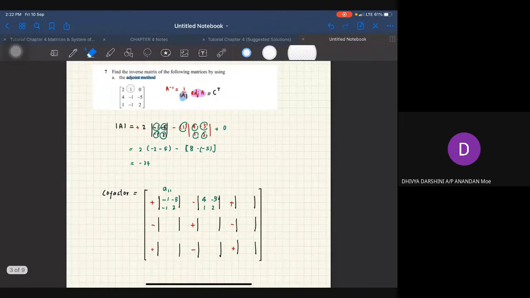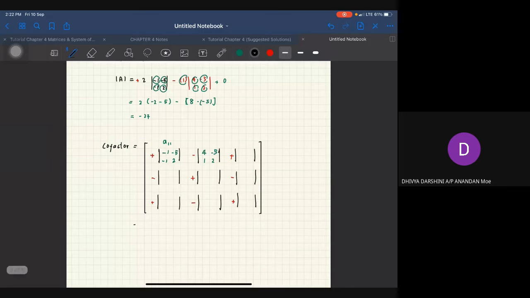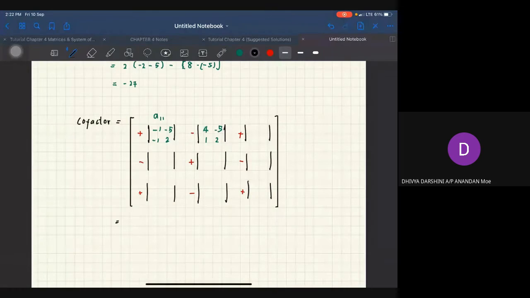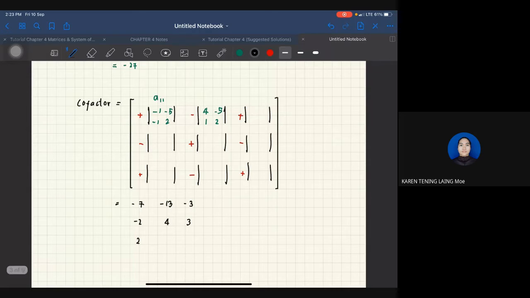Okay, cuba bagi tahu saya terus apa jawapan untuk cofactor awak. What do you get for your cofactor? Negatif 7, negatif 13, negatif 3. Okay, lagi. Negatif 2, 4, 3. Okay. 2, 10, negatif 3. Okay. So, semua orang dapat jawapan yang sama ke? Dapat? Ya, dapat.